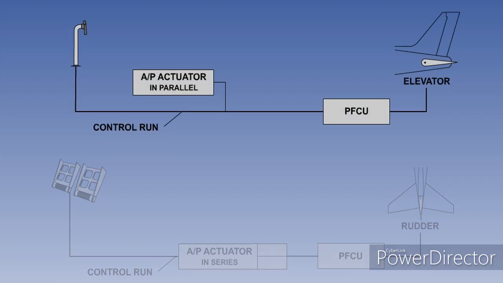If the servo motor is connected in parallel with the pilot's controls and the control surface, then when the autopilot is engaged, the command from the autopilot servo will cause the control surface to move and will simultaneously move the control column through the mechanical control linkage. This will enable the pilot to have some visual confirmation of the autopilot command.